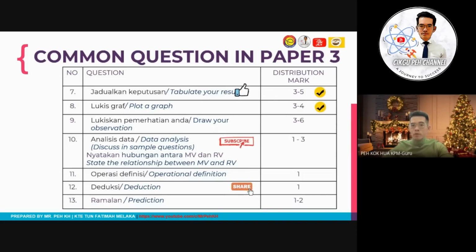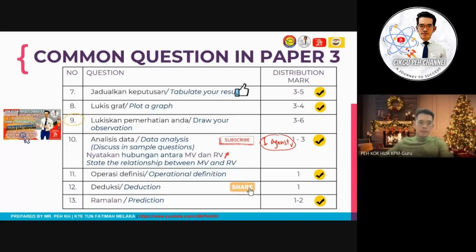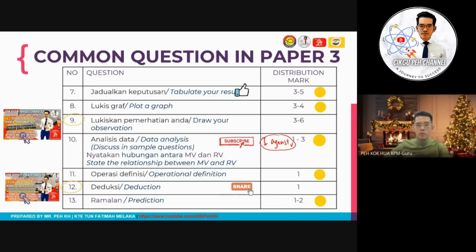Then plot a graph is also the same, already discussed in detail in the previous video. Then the next will be a data analysis question for the graph, where I mentioned that we will plot I against V in this video. The operational definition and prediction, we will discuss how to answer in this video. For the draw of observation, you may refer to the video regarding the Form 4 compulsory experiment 6.1, with the link at the corner. And the deduction will be in this video clip, which is one of the non-compulsory experiments in electricity also. Again, you may refer to the video link at the corner.